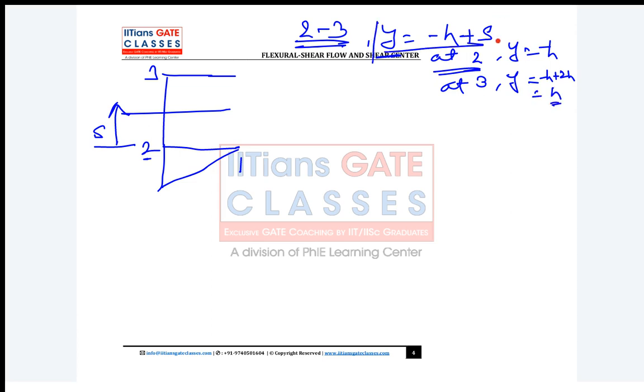Abhijit, it is not h by 2 minus s. It is minus h plus s, the variation of y for section 2 to 3. Is it clear? Others, how to take the y value for a C section or this kind of problem? We need to check the upper and lower limits, substitute and find out. Yes, Manan, any question?